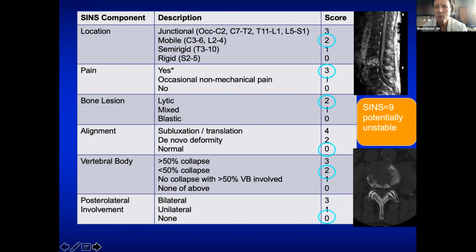And if you add those points, you get 9 points, which actually points to the fact that this spine is potentially unstable. Does it mean that this patient needs surgery? Not necessarily. It just points to the fact that this spine is potentially unstable. So I think that if there's one tool that you want to take out of this talk, it is that this is a very useful, functional way of an immediate assessment of stability of patients with metastatic disease to the spine.